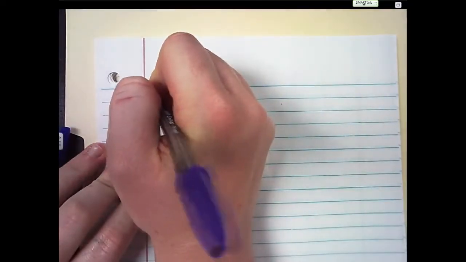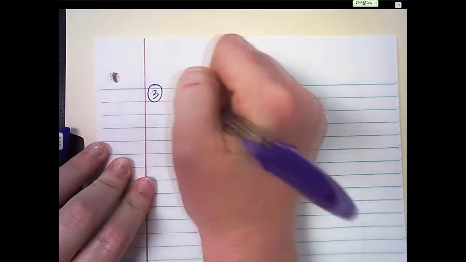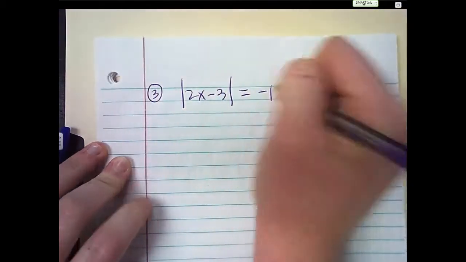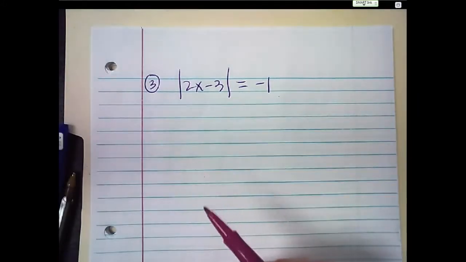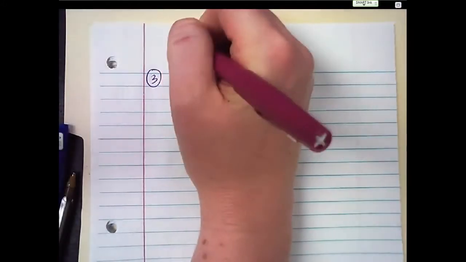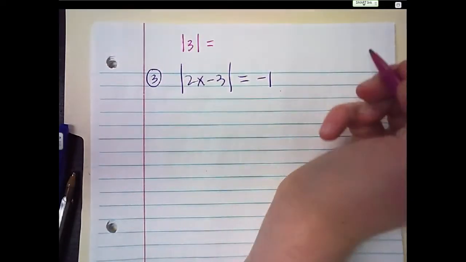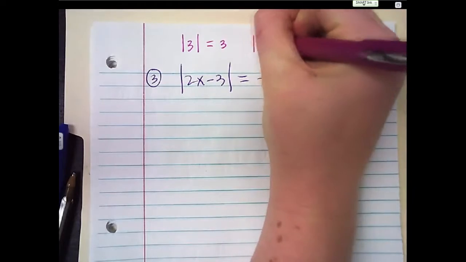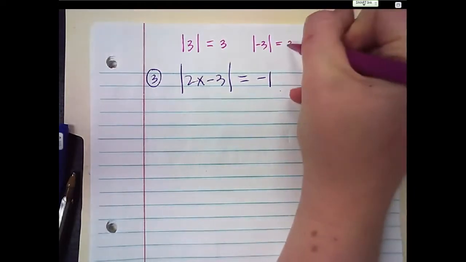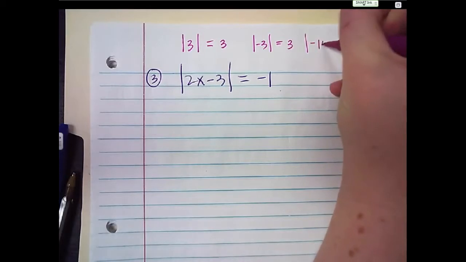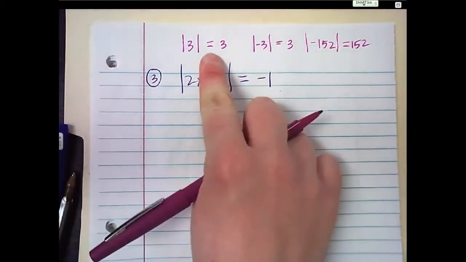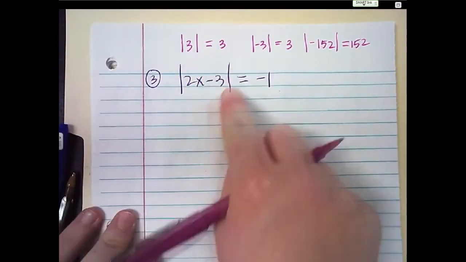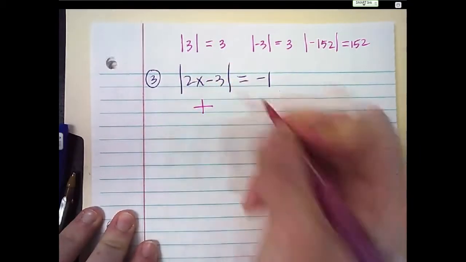3? 4? 3? Okay, so let's look at a special one. If you put something into an absolute value, what comes out? If I put a 3 into an absolute value, what comes out? 3. If I put a -3 into an absolute value, what comes out? 3. If I put a -152, what comes out? 152. What do these answers have in common? They are all positive. So if you have an absolute value, you will always have a positive number.